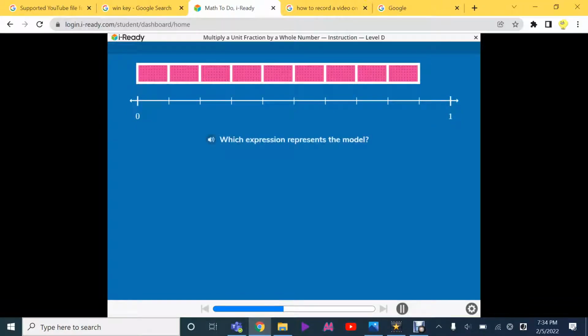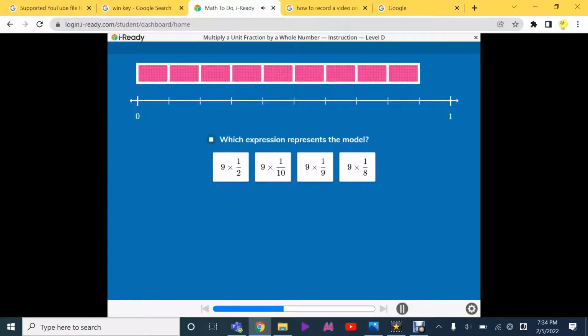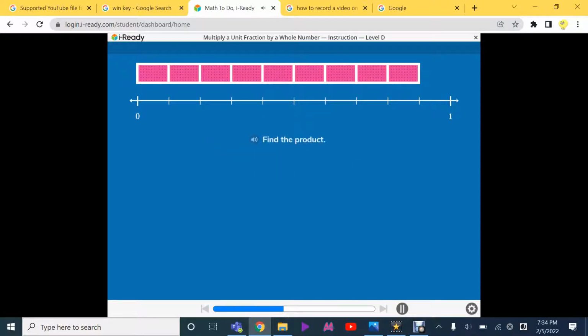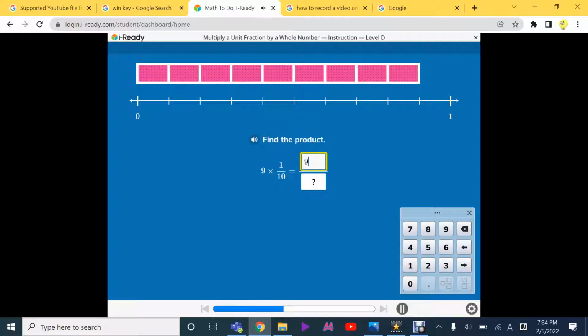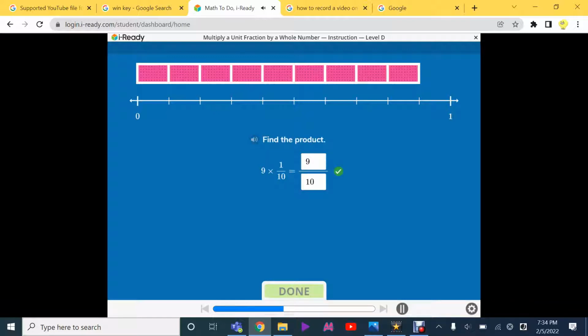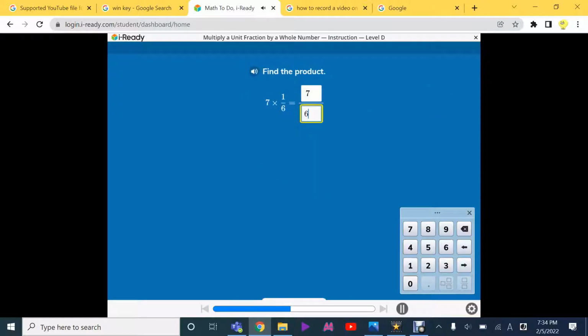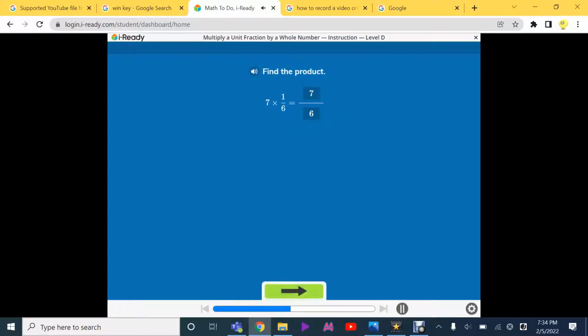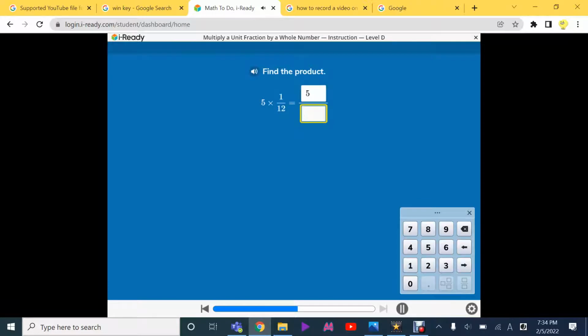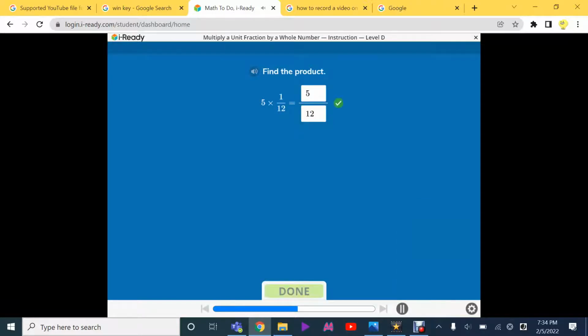1, 2, 3, 4, 5, 6, 7. We're missing one. Which expression represents the model? Find the product. Great. Find the product. Find the product. Nice.